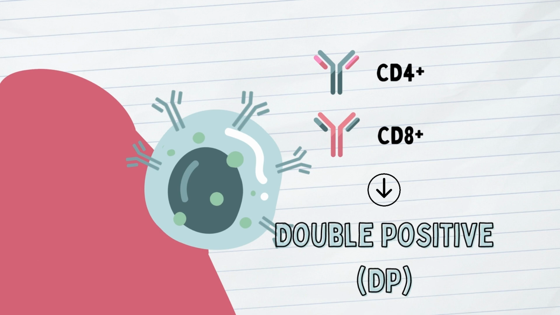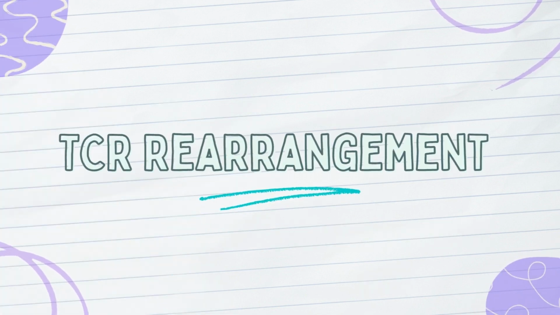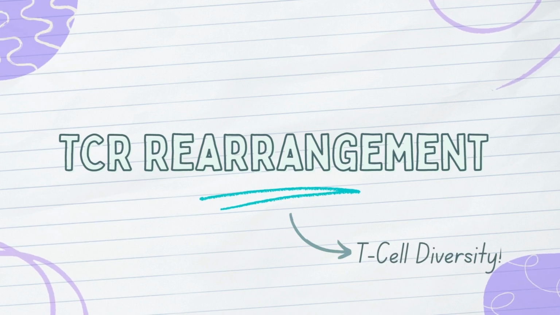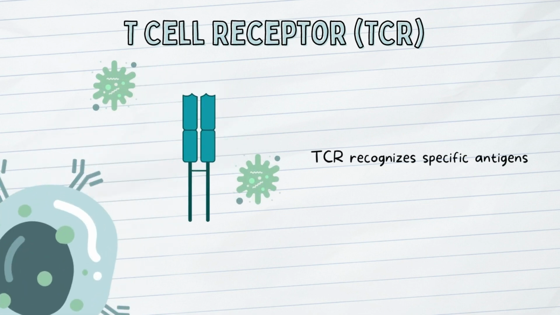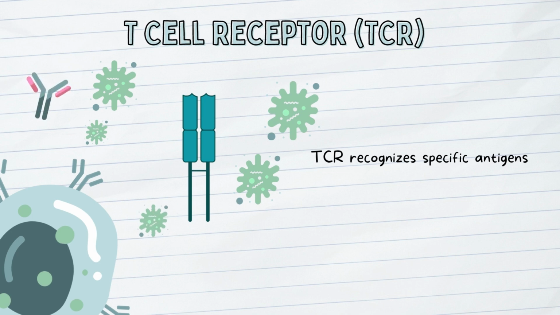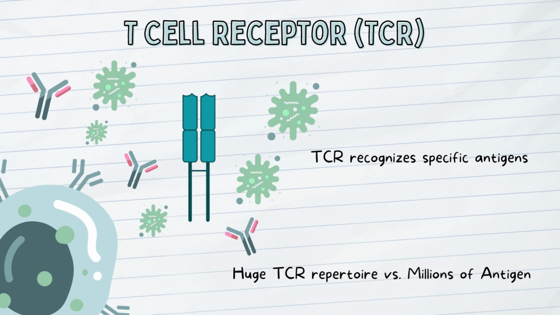During the DN3 through double positive stages, an important step called TCR rearrangement happens to generate T cell diversity. Each T cell produces a unique T cell receptor, TCR, that allows it to recognize a specific antigen. However, there are millions of different antigens present in the body at any time, and we need a huge repertoire of different TCRs to be able to efficiently recognize them.